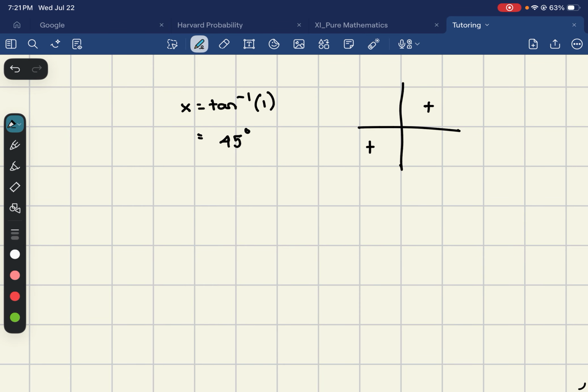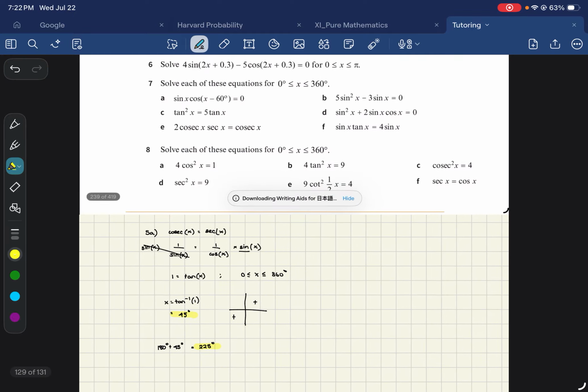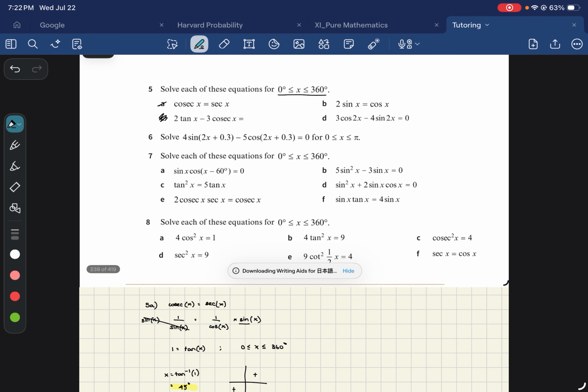Well, the function tan x is periodic, and the period is just pi. So the other answer is going to be 180 degrees plus 45 degrees, and you only have two answers from 0 to 360. So 180 plus 45 is 225. So these are your two solutions, 45 degrees and 225 degrees. All right, and we are done with question 5a.